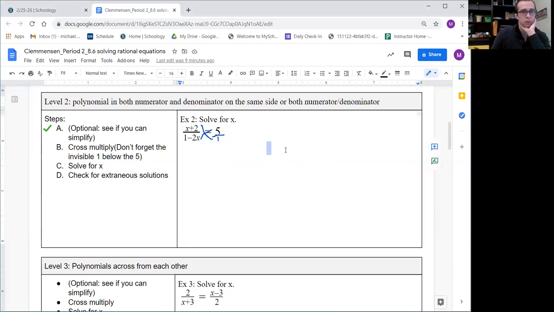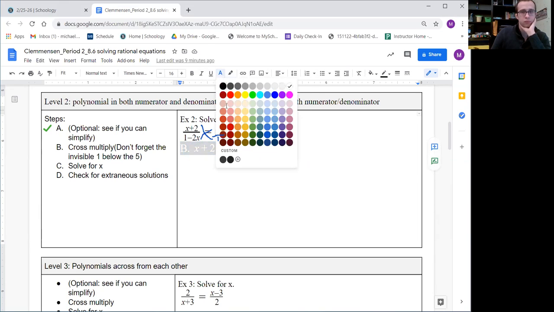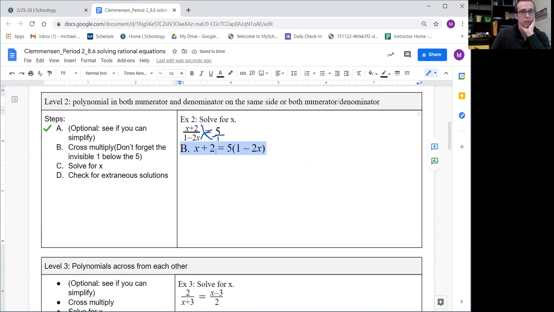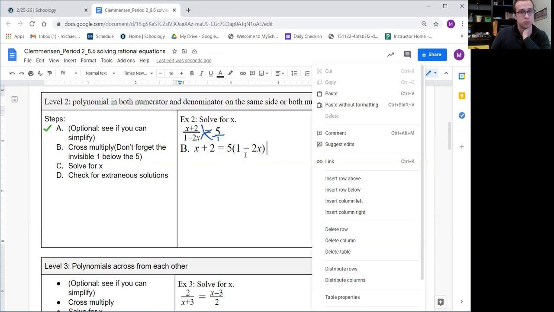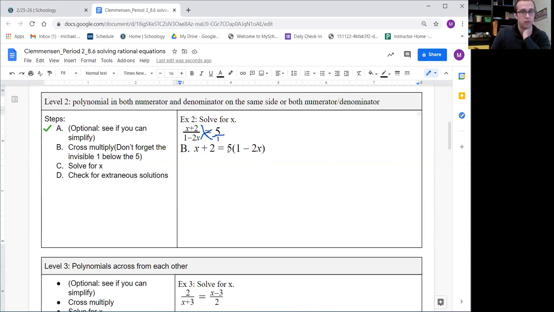Put it up here. Oops, that's not what I wanted. There we go. So I cross multiply, get these two over here, 1 times x plus 2 over here. Once I'm done cross multiplying, I should have something without any fractions, which is nice because we know how to solve this. We've done it multiple times. Distribute the 5, combine like terms, all that good stuff.